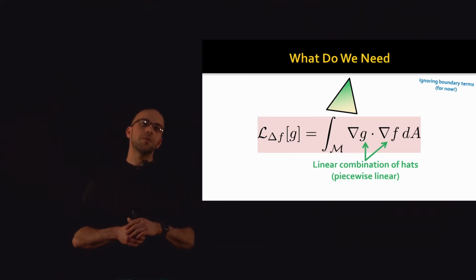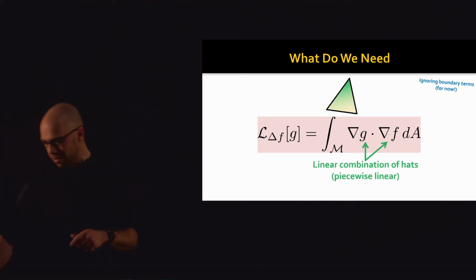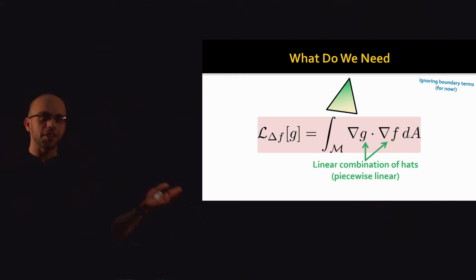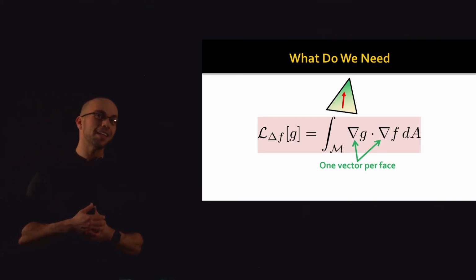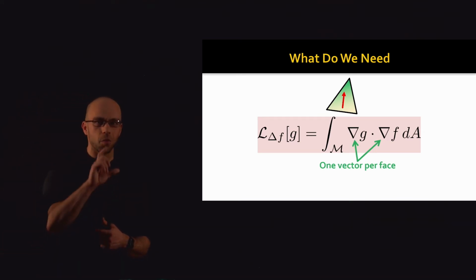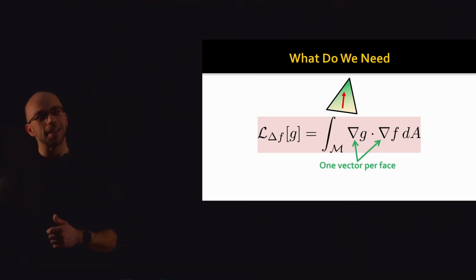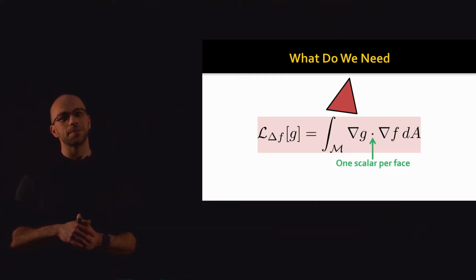Okay, so we're going to write f and g as linear combinations of these hat functions, right? So f and g are just a bunch of weighted sums of functions that look kind of like this. Now, the key observation is if I take the gradient of something that's linearly interpolated across a face, well, the gradient of something linear is constant. So what I get is just one vector for every triangle. Okay, so when I take that dot product, I get one scalar value for every triangle.